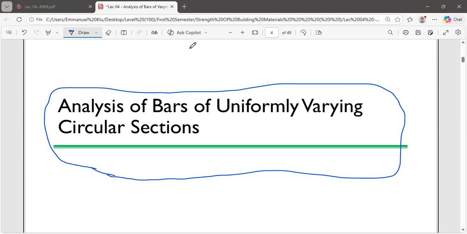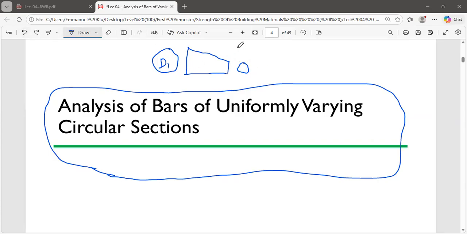Let's look at this kind of bar, a bar that is tapering, whose ends are circular. If we look at the right side, this particular end is a small circle, and the other end is a big circle. So we can name this D1, and this D2. That is, this becomes diameter 1 and this becomes diameter 2. Don't get confused at all. So this is diameter 2.